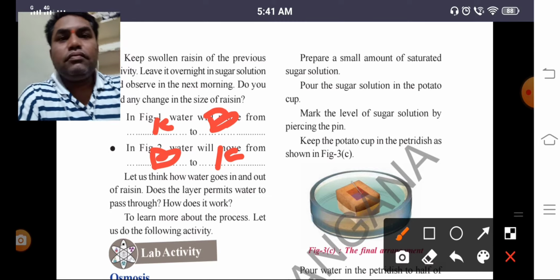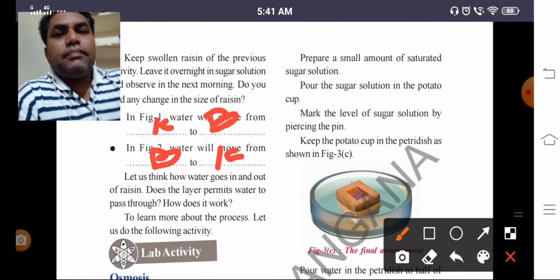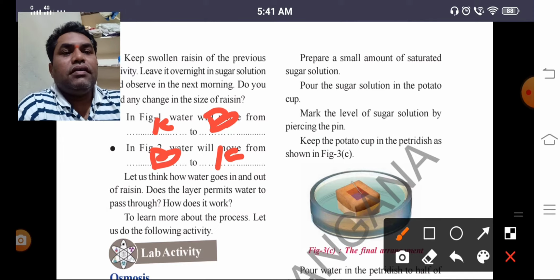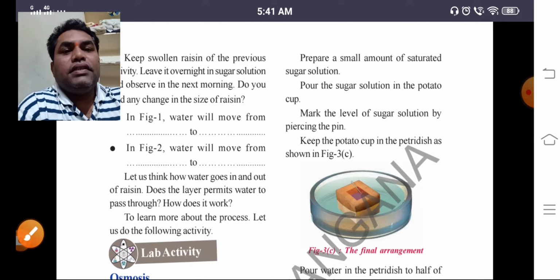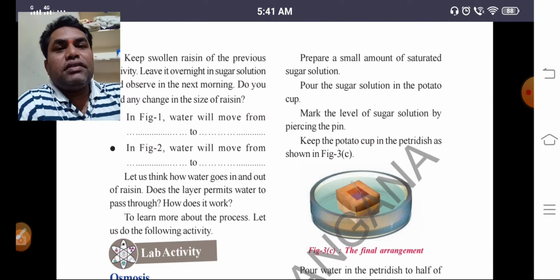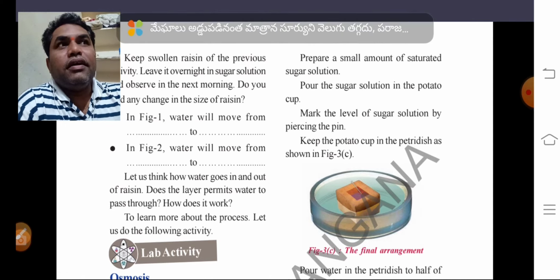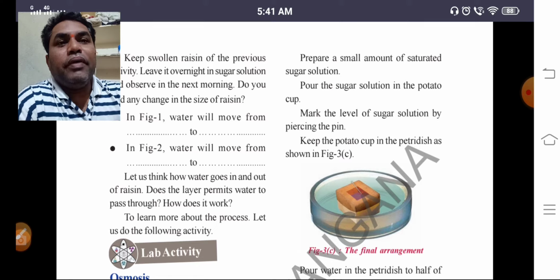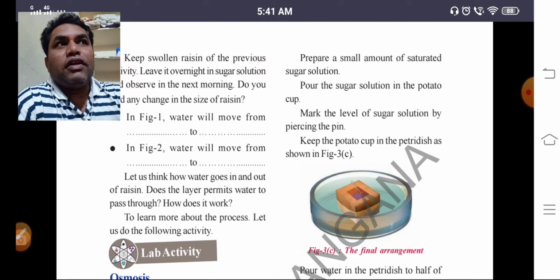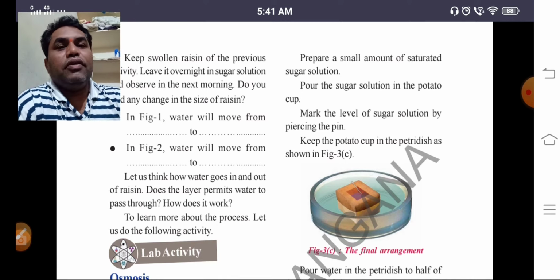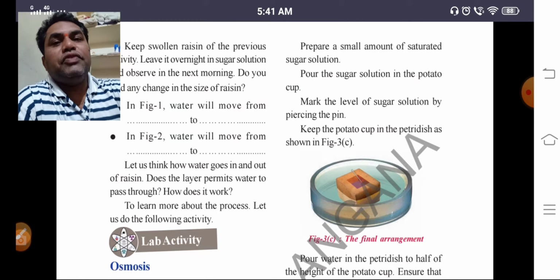So let us think how water goes in and out of the raisin. Does the layer permit water to pass through? How does it work? Yes, while water moves from kismis to beaker and beaker to kismis, a special membrane should play a major role, allowing water to move from the beaker into the kismis and from the kismis into the beaker. You have to keep in your mind in which way water moves.